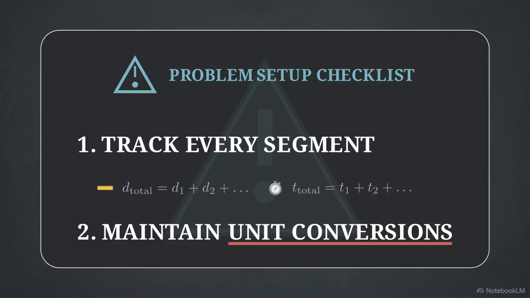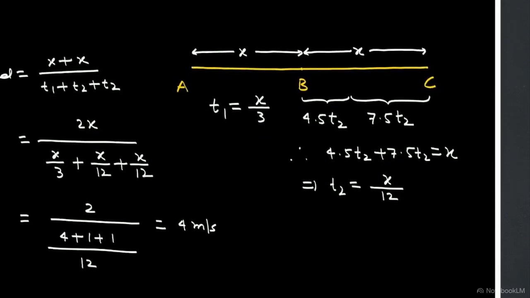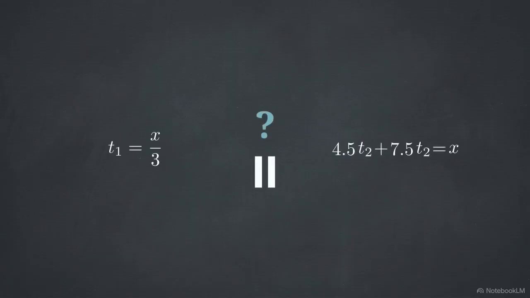A journey splits into equal distances, x. First segment speed is 3, so time t1 equals x over 3. The second segment has two equal time intervals, t2, at speeds 4.5 and 7.5, giving the equation 4.5 t2 plus 7.5 t2 equals x. Try to solve for t2 in terms of x on your own. Once you have that, set up the complete average speed fraction for the entire journey before we move to the solution.